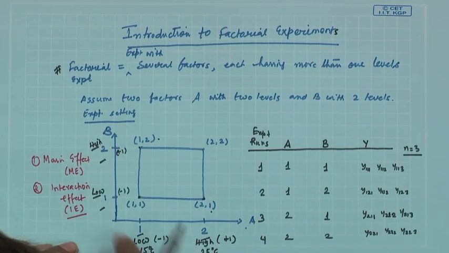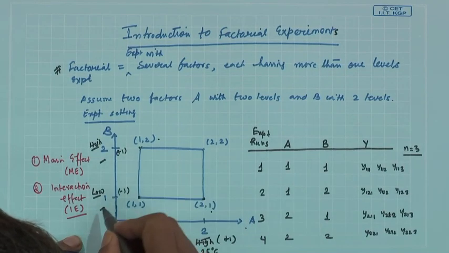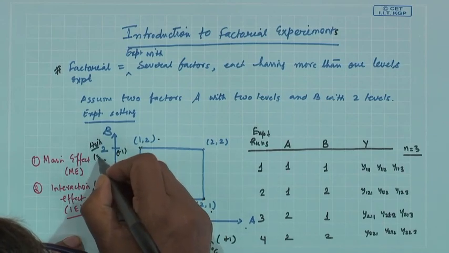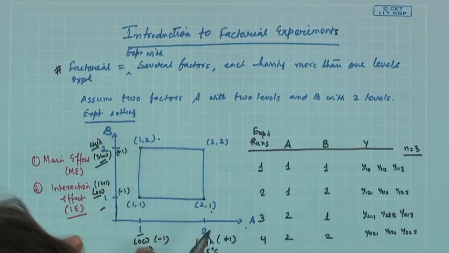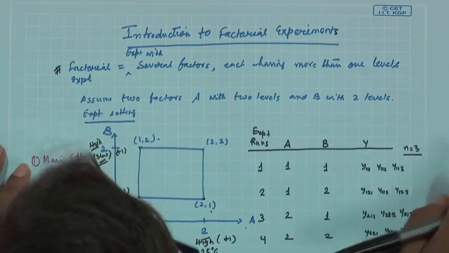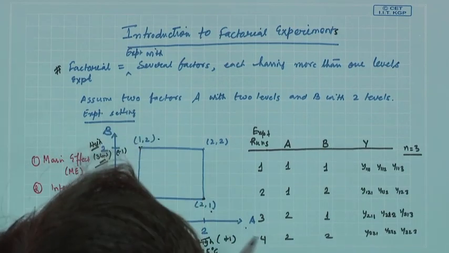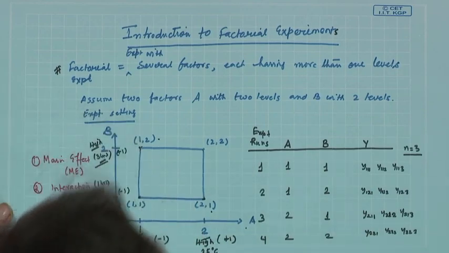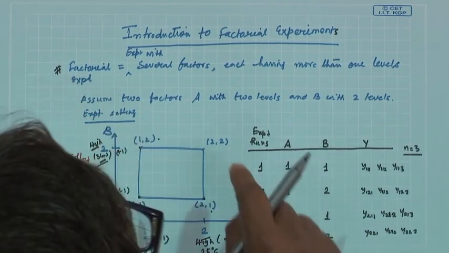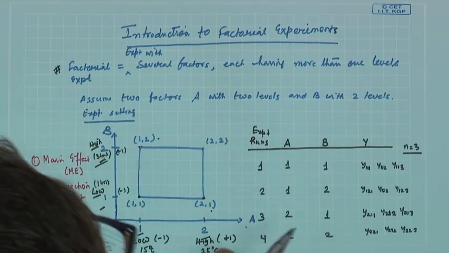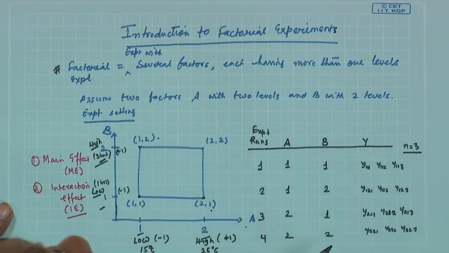Suppose factor B is reaction time, then low may mean 1 hour and high may mean 3 hours. What is low and what is high will be determined by the expert, the process expert, if it is an experiment related to any kind of process. Now, here it is a factorial design having two levels for each of the two factors A and B.